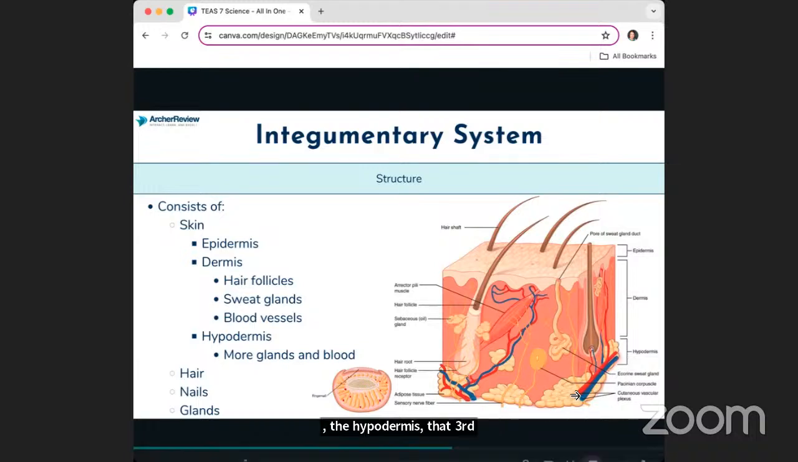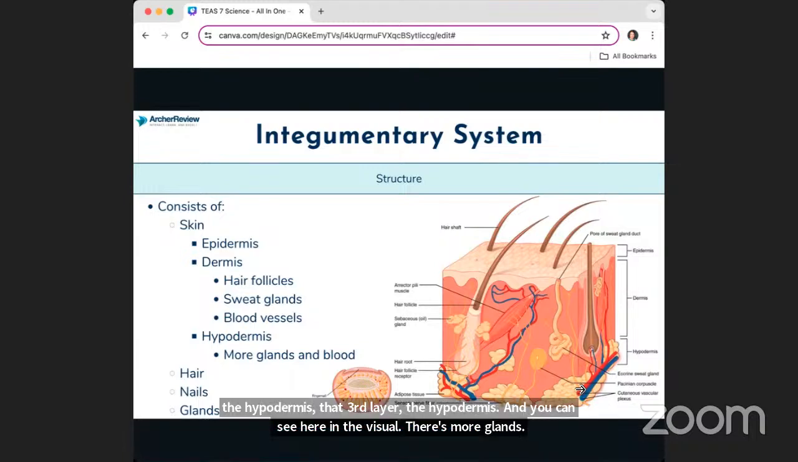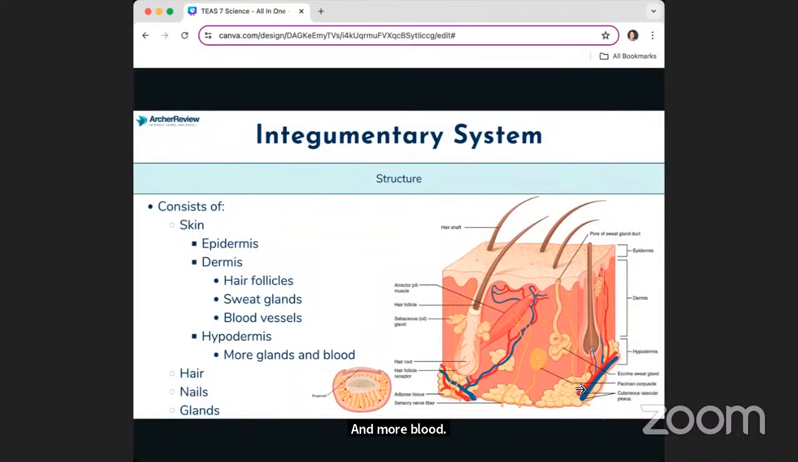And you can see here in the visual, there's more glands and more blood. But the skin is not the only thing making up your integumentary system. Also making up that system are your hair, nails, and other glands like sweat glands, for example, or sebaceous glands, which are going to secrete oil.